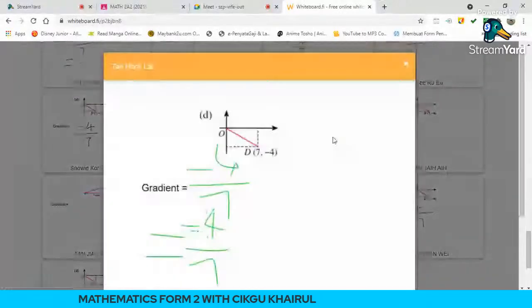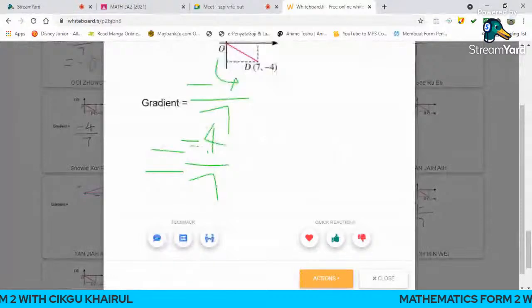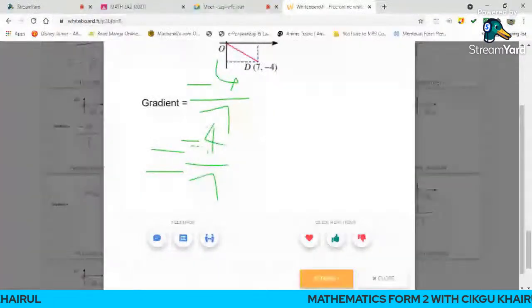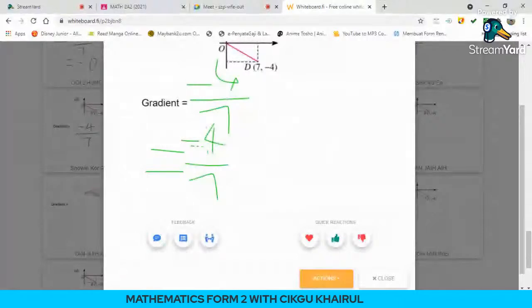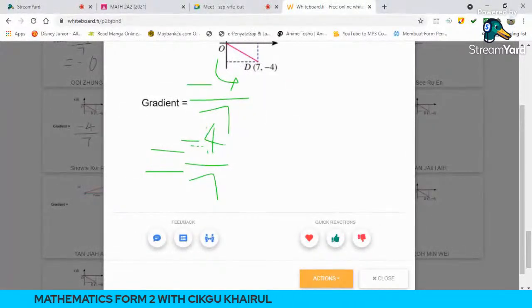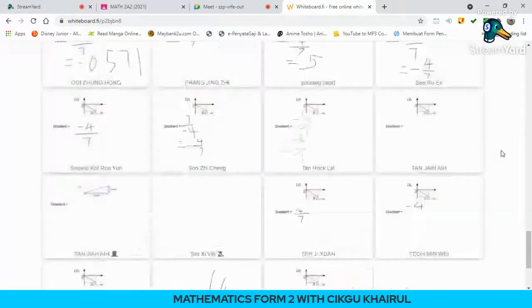Tan Hock Lai uses green color. Right here, negative 4 over 7, and the final answer also negative 4 over 7. Yeah, this is good. But actually, just one answer is enough. Your first and second answer actually same. Okay, very good. Negative 4 over 7.